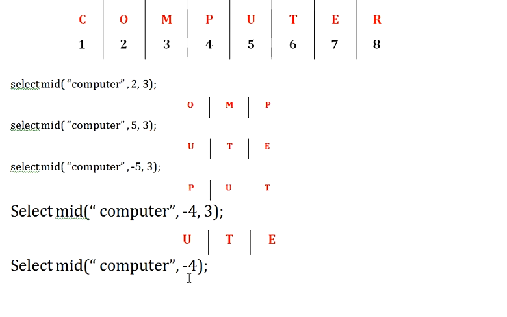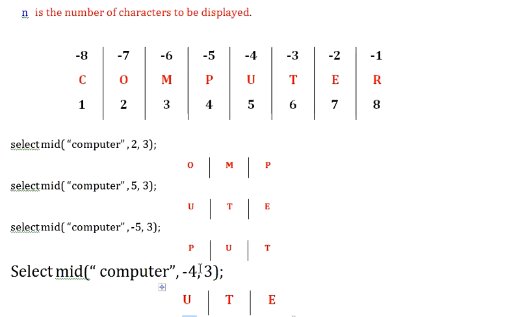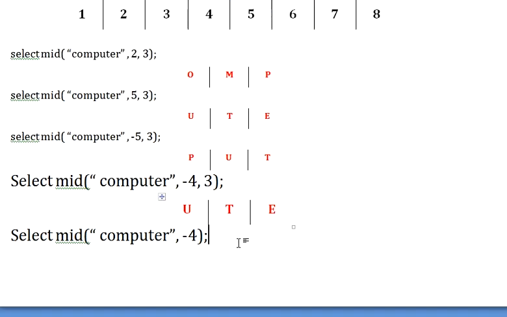From this string, it has to read the characters from position -4, and as the third argument is not given, it will be read till the end and displayed. In this case, -4 is nothing but this position. From here to the end, however many characters there are, all will be fetched and given as the output, like this.